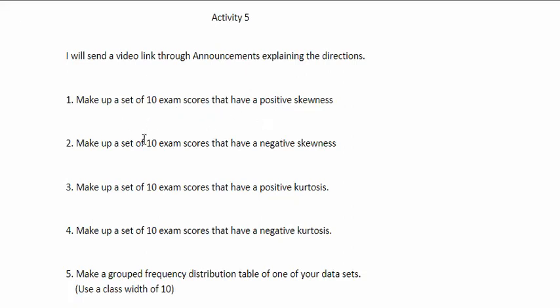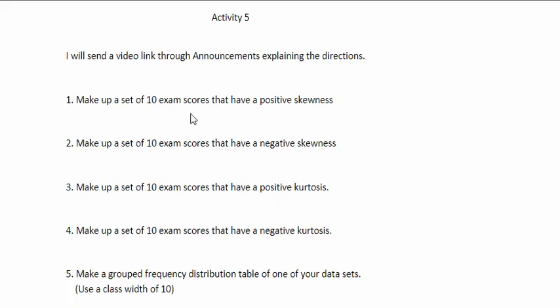And in part 2, do the same thing. Make up another 10 exam scores and separate them by commas. But this time, design it so that it has a negative skewness. And in part 3, do the same thing, but make up 10 numbers with a positive kurtosis. And in part 4, make up 10 numbers with a negative kurtosis.